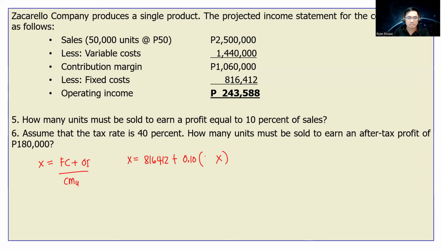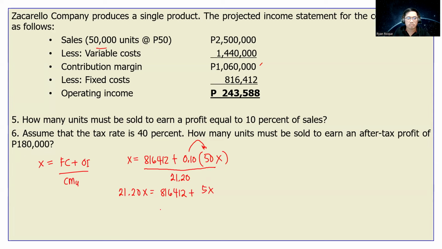So the selling price is 50. So meaning the sales at any particular level is 50x. And we assume that the profit is equal to 10% of your sales, all over your CMU of 21.20, computed a while ago. That's 1,060,000 divided by 50,000 units. So you can see here it's 21.2x equals 816,412 plus, simplifying the two variables here, 0.10 times 50x, that would be 5x.